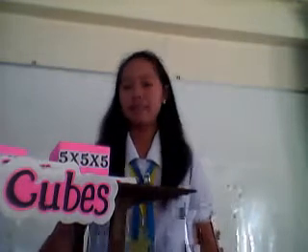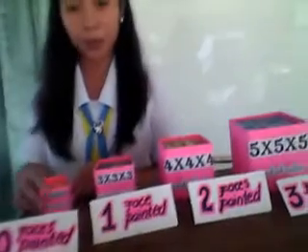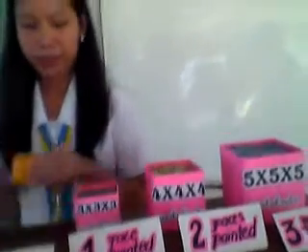Okay, let's start the investigation. Number one, start building a cube size 2 by 2 by 2 and color the outer surface of the cube. So I have here a 2 by 2 by 2 size of cube.